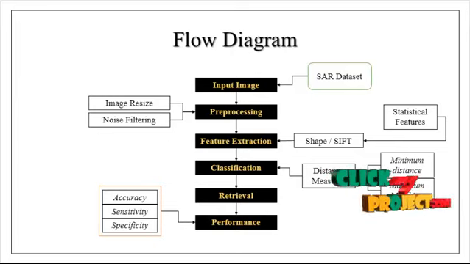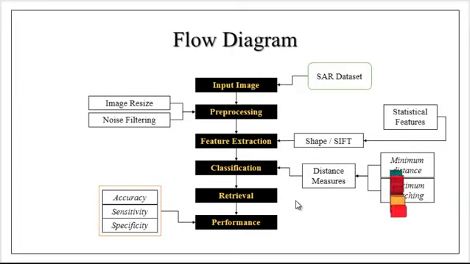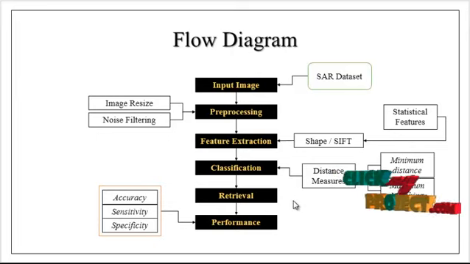After the matching point, we move to the retrieval part. In this retrieval part, the retrieval is done to retrieve the relevant images from the dataset. Finally, the performance is evaluated by means of three performance parameters: accuracy, sensitivity, and specificity. By these three parameters, we can justify whether our process is efficient or not.